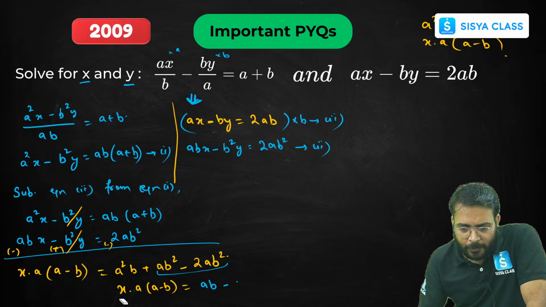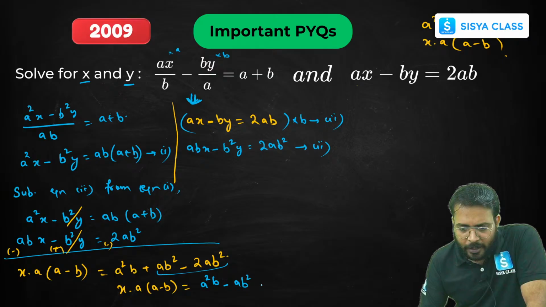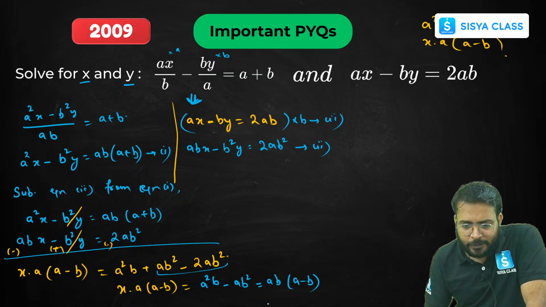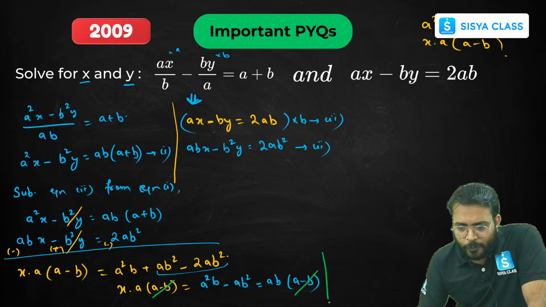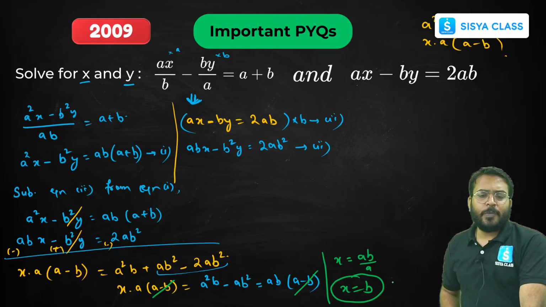Here I am having a square b minus a b square, and when you take ab common, you will get a minus b, and a minus b, beta, here a minus b and a minus b will get cancelled. What is going to be the value of x here? Value of x is going to be ab by a, and that is b. Value of x is going to be b, okay.